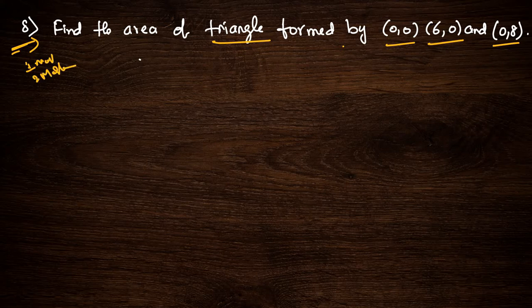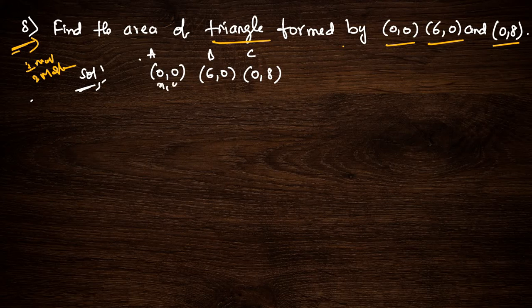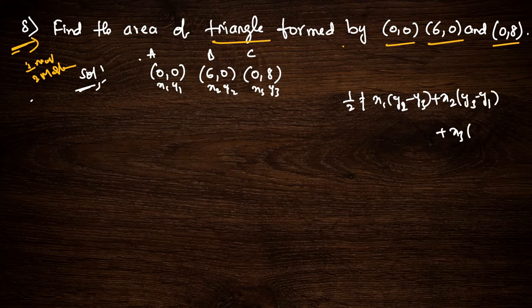Now we have to find the area of the triangle. Solution here. So what are the given points here? 0 comma 0 and 6 comma 0 and 0 comma 8. So this is A and this is B and this is C. x1 y1 and x2 y2, x3 y3. So what is the formula? You know the formula already. So 1 by 2 mod of x1 into y2 minus y3 plus x2 into y3 minus y1 plus x3 into y1 minus y2. In this formula we have to substitute the values.